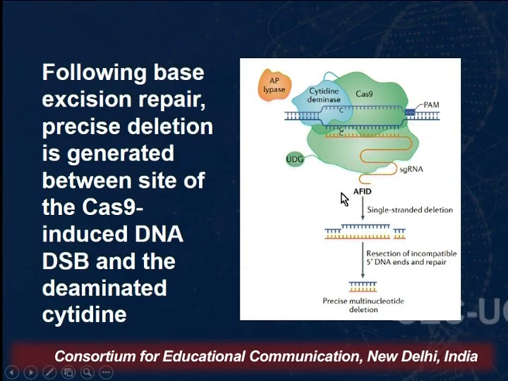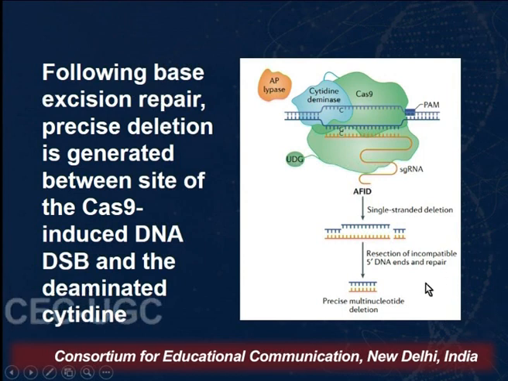Following this base excision repair, a precise deletion is generated between the site of the Cas9-induced DNA double-strand break and the deaminated cytidine. Now, please notice that we are using the Cas9 protein in this case and not the nickase Cas9. The nickase Cas9 was not able to create a double-stranded break, but here we are using the wild type Cas9 protein, which can create a double-stranded break as well. So, an AP site is created and there is a double-stranded break present, and therefore the typical base excision repair mechanism will be activated and repair it.